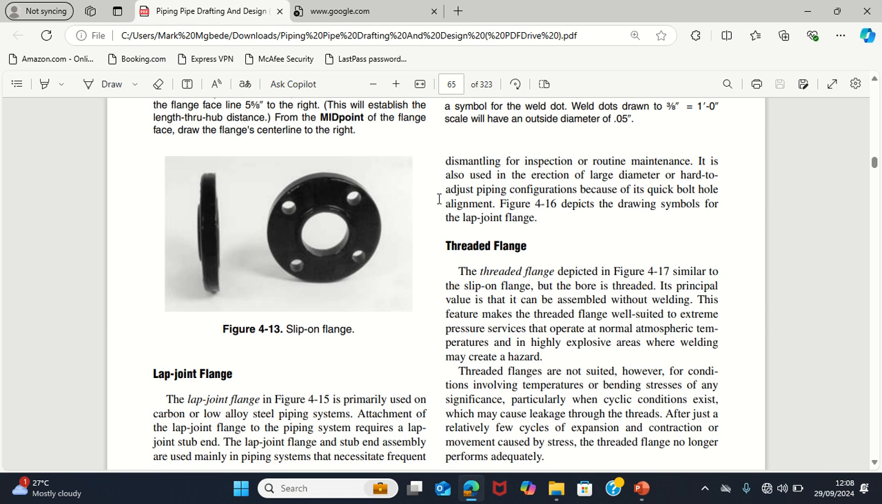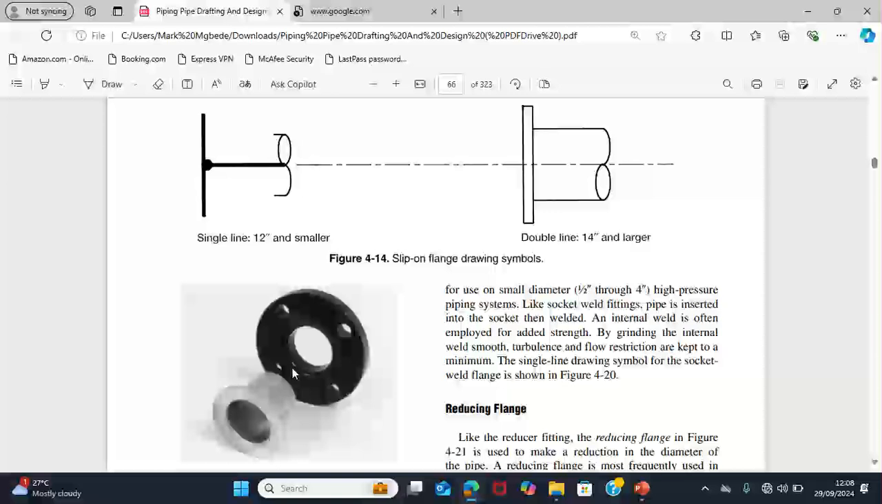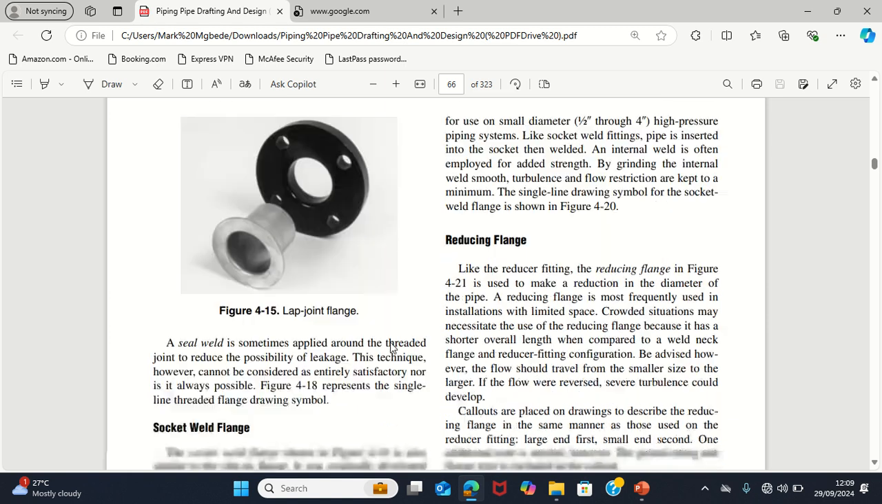Now, the next one, we have a lap joint flange. This lap joint flange has a lap that is connected here and to the pipe to create a tight seal between the pipe and the flange. So that is just it.